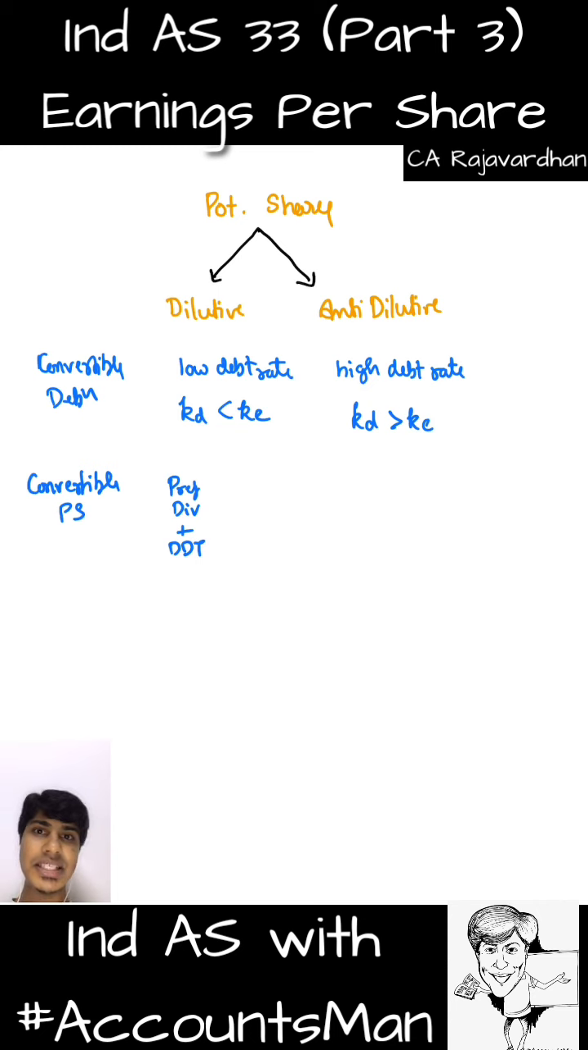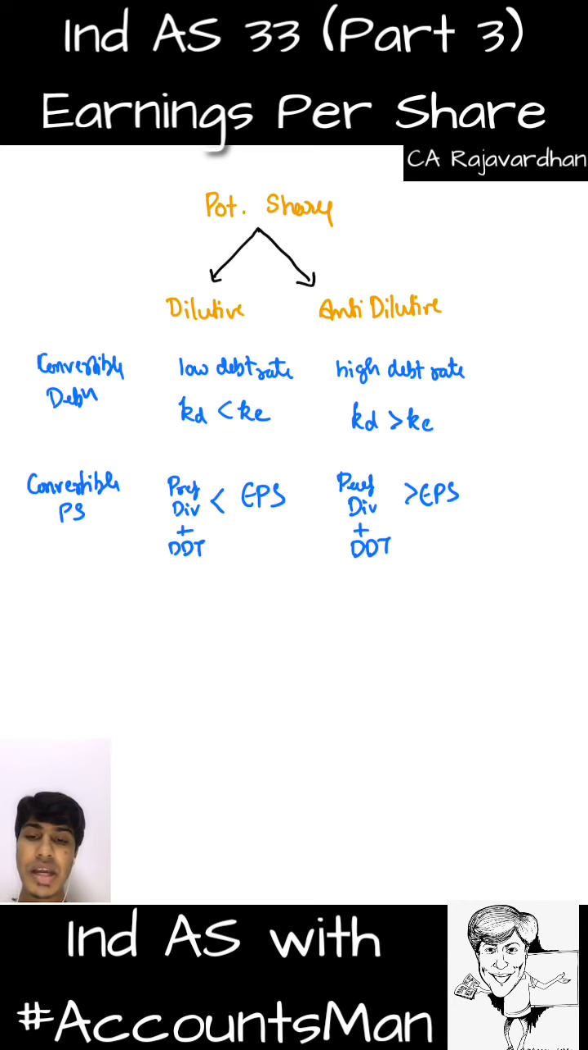But till the time DDT is there, we'll take DDT into consideration. If preference dividend plus DDT is lesser than earnings per share, then it is dilutive. On the other hand, if preference dividend plus dividend distribution tax is greater than earnings per share, then it is anti-dilutive.